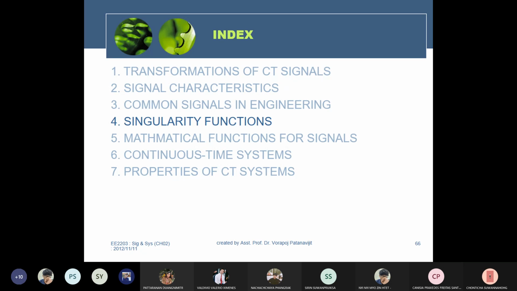Now, what about singularity here? Singularity in a matrix means the matrix that you cannot find the inverse of. For an invertible matrix, you may find the transpose and determinant and so on, right? You cannot find the inverse.